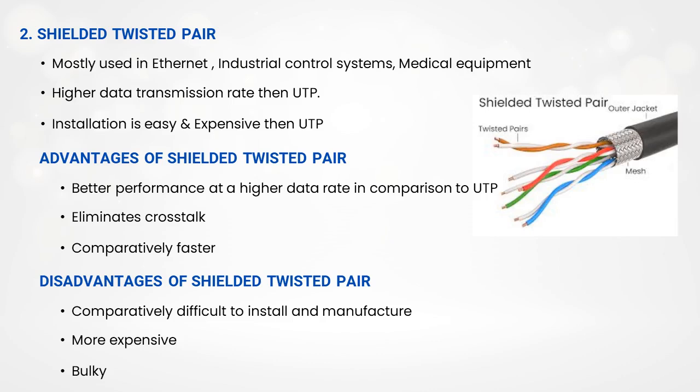Disadvantages of shielded twisted pair: more difficult to install and manufacture than unshielded twisted pair. Higher cost, bulky and less flexible to handle. Example, used in places where signal interference is high, such as factories or hospitals.